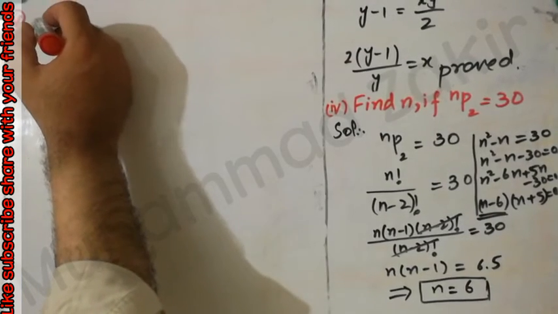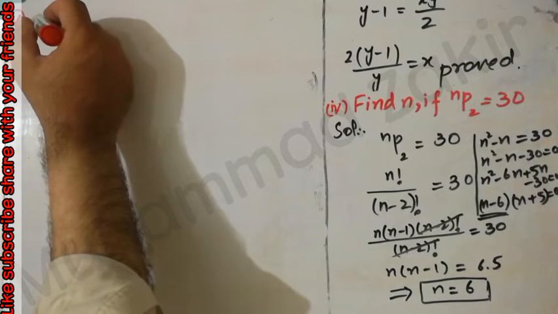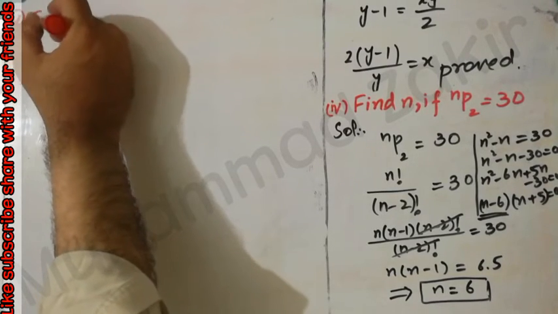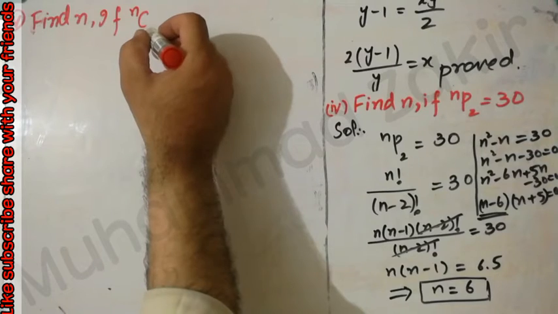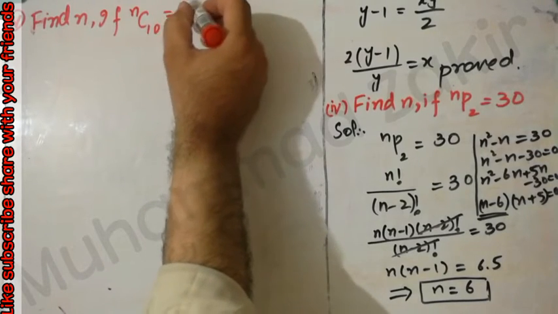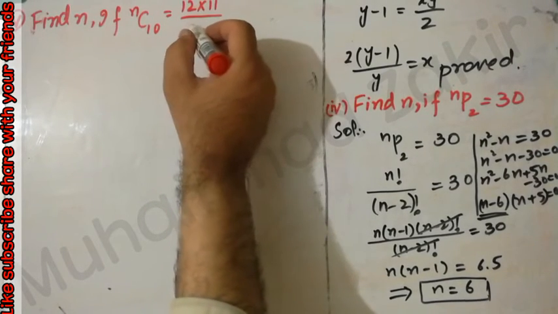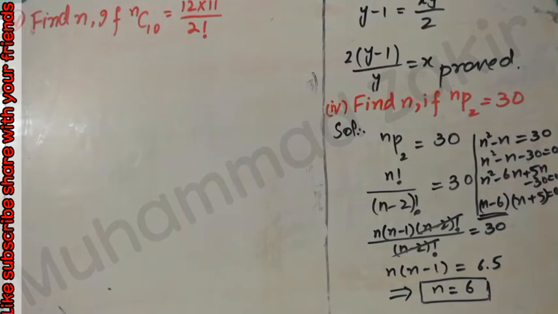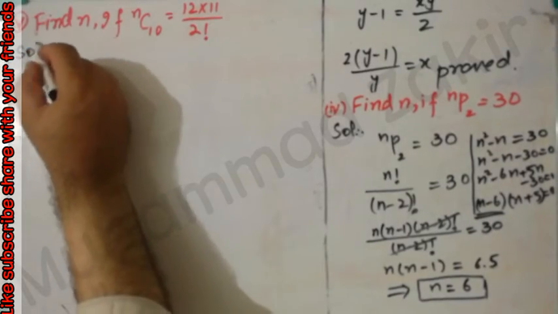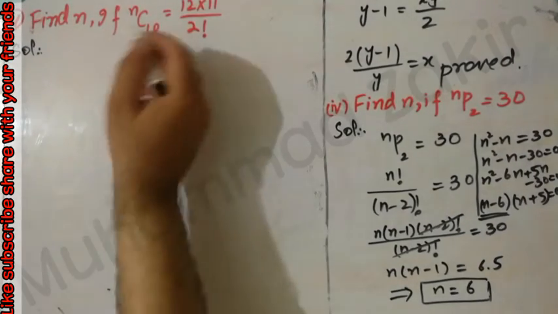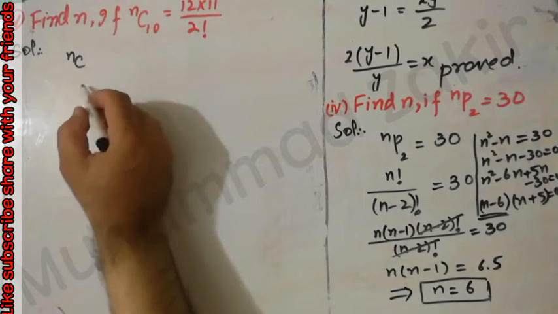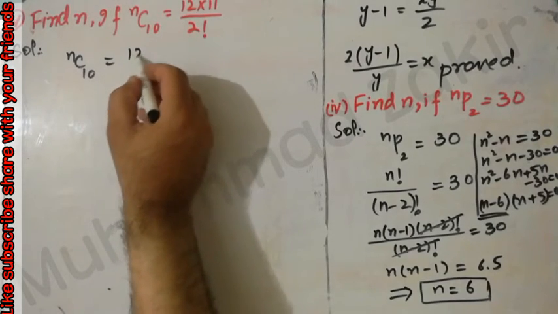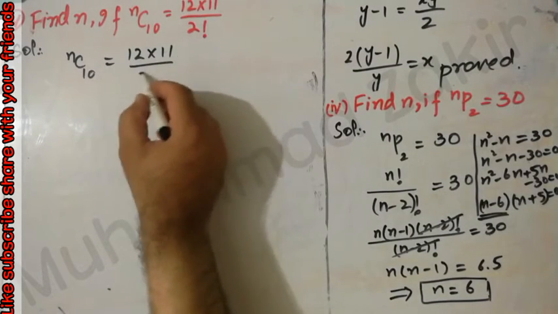Part number 5. What is it? We have to find n again. He says find n if nC10 is equal to 12 multiplied by 11 by 2 factorial. This is the question, and we will search for n. Where is n? How can we find it? Let us begin. It is nC10 is equal to 12 times 11 by 2 factorial.